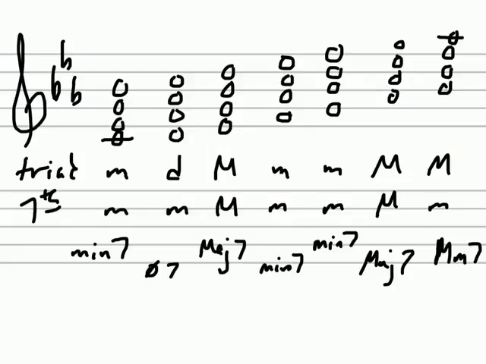If this were E flat major, that would be a 1, that would be a 2, a 3, a 4, a 5, a 6, and a 7. So it just uses the same types of seventh chords but rotated a few slots over.